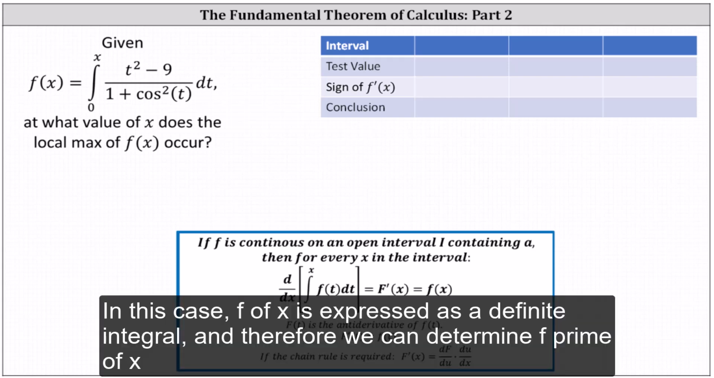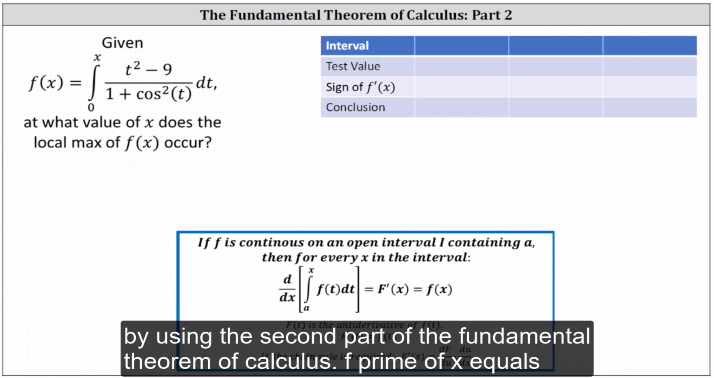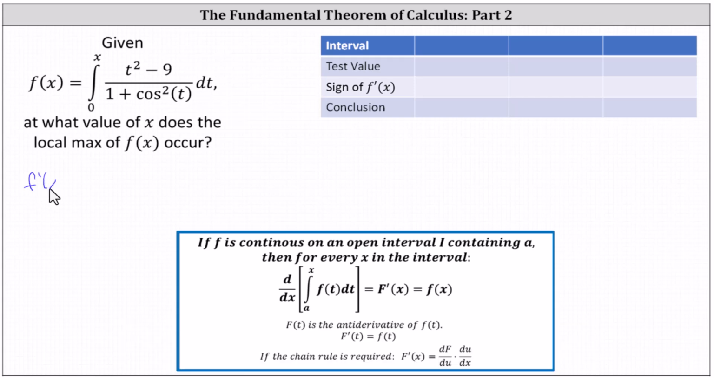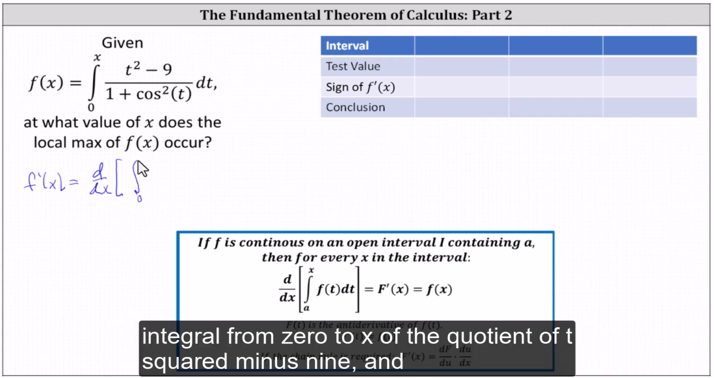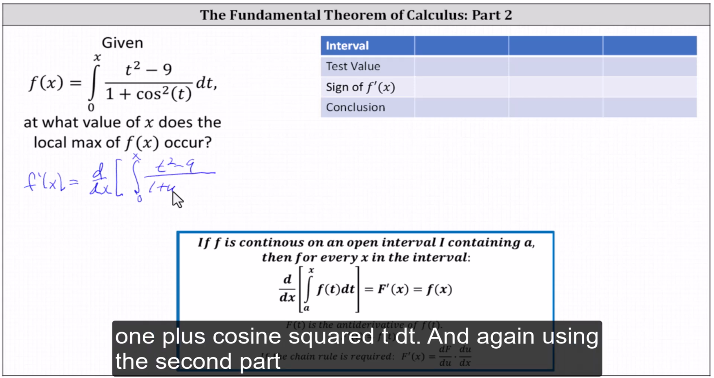In this case, f of x is expressed as a definite integral, and therefore we can determine f prime of x by using the second part of the Fundamental Theorem of Calculus. f prime of x equals the derivative with respect to x of f of x, and f of x is the integral from 0 to x of the quotient of t squared minus 9 and 1 plus cosine squared t dt.